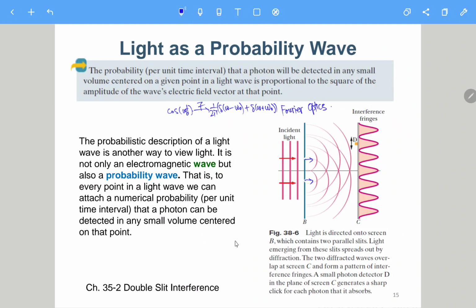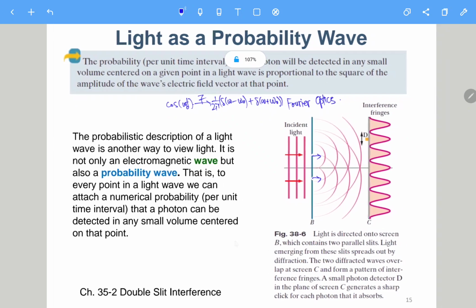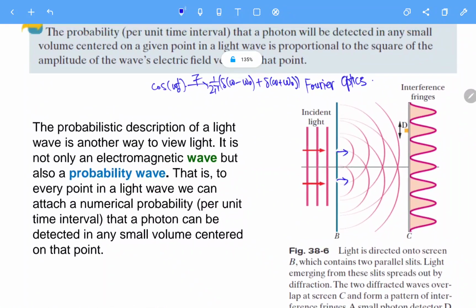Okay, so if you were able to learn something called Fourier optics, it would be something like that. But just go back to here. The probabilistic description of a light wave is another way to view light. It is not only an electromagnetic wave, but also a probability wave. That is, to every point in a light wave, we can attach a numerical probability per unit time interval. Wow, so it's so complicated.